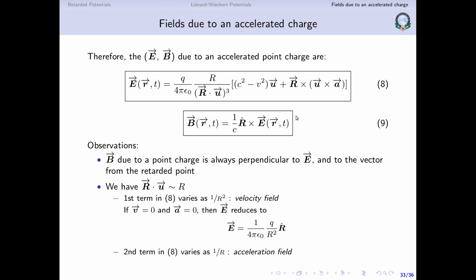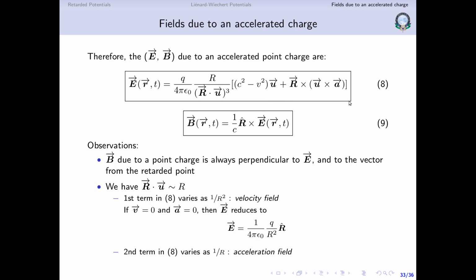Also, you can try it out for yourself. If you consider a charge which is not moving, a completely static charge, then what do you expect? We expect that this should come down to Coulomb's law, and that's what happens. Because if this charge is stationary, that means its velocity is 0 and its acceleration is 0. V is 0 and A is 0.